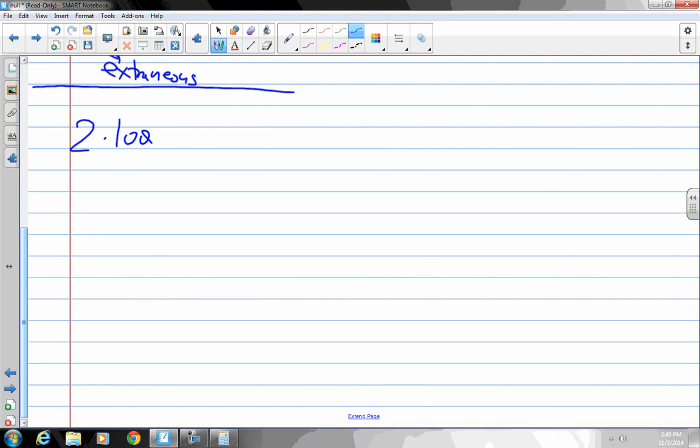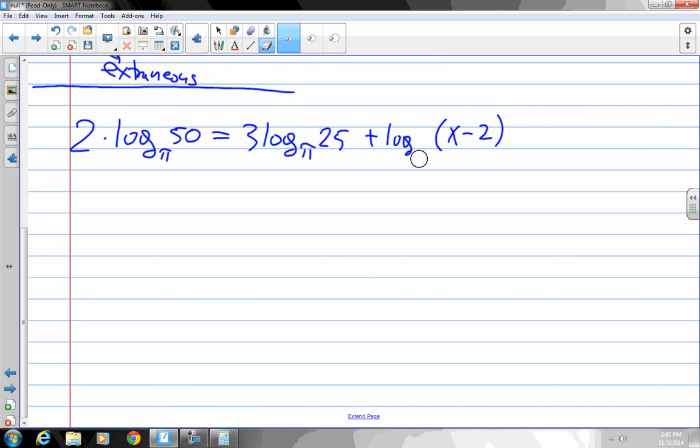2 times log base pi of 50 equals 3 log base pi of 25 plus log base 5 of x minus 2. And the reason for pi is just, again, doesn't matter in this case. Base pi, that's exactly right. Just making sure you're paying attention. Yes, so yes, I do want those bases to be the same.